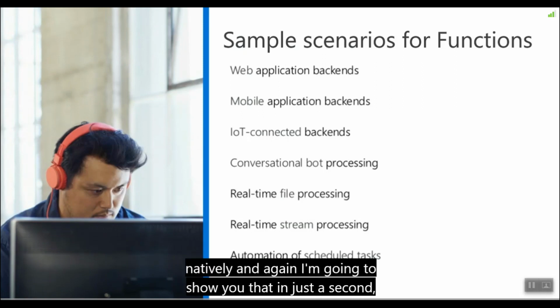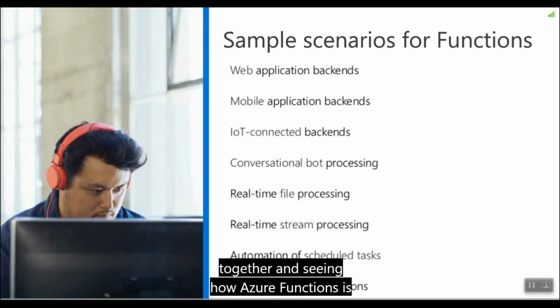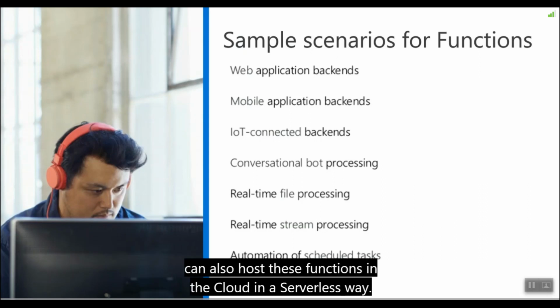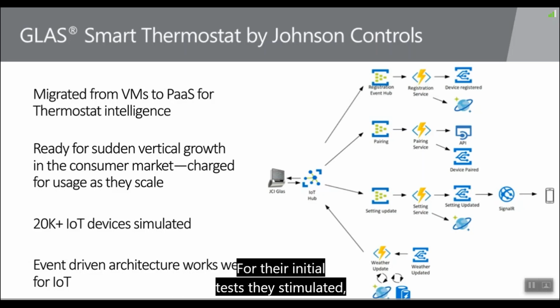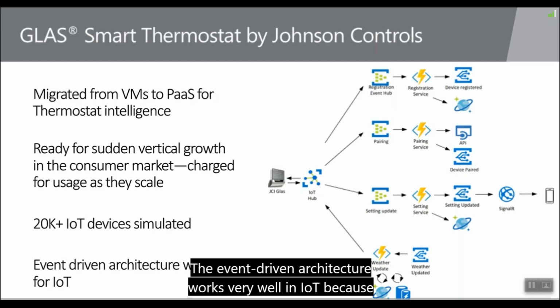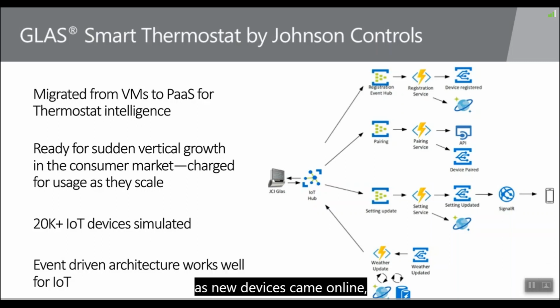And again, I'm going to show you that in just a second, so that will hopefully help it come together and seeing how Azure Functions is an event-driven programming model, and you can also host these functions in the cloud in a serverless way. Now, just one more example here of Azure Functions and event-driven. This is an existing customer that we've worked with, Johnson Controls. They wanted a way to be able to manage these different IoT devices. And for their initial test, they simulated 20,000 concurrently connected IoT devices. The event-driven architecture worked very well in IoT because as new devices came online, those devices are emitting events.